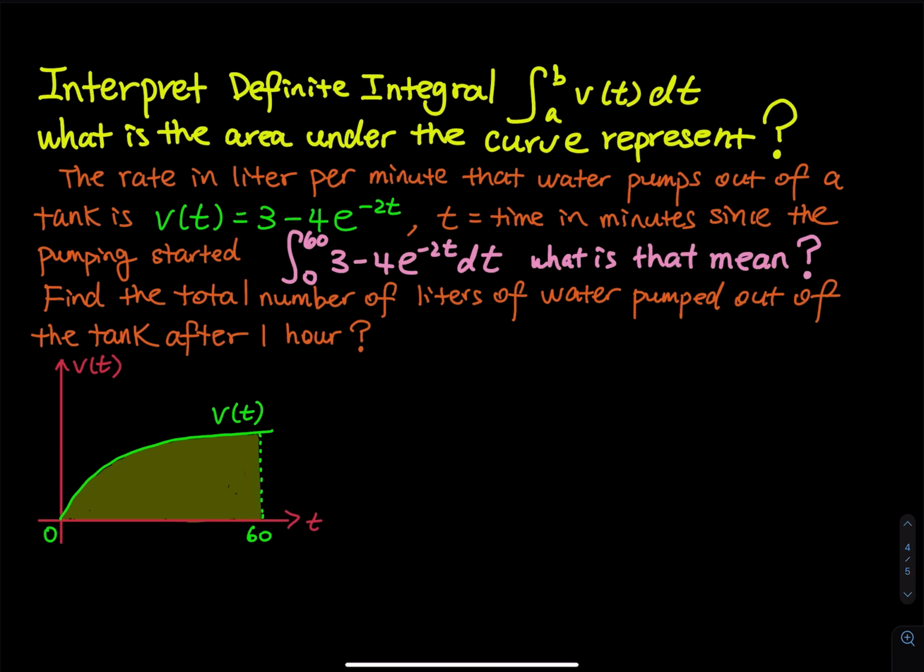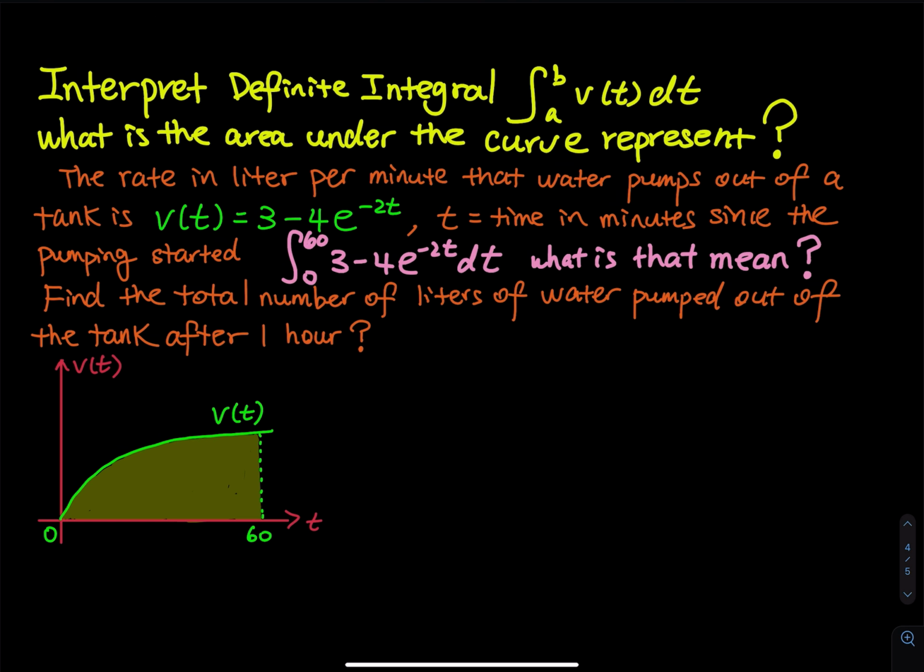We have talked about the definite integral and the fundamental theorem of calculus. So basically we set up a definite integral. For example, in this problem, I have a definite integral from 0 to 60, with an integrand 3 minus 4e^(-2t) dt, that equals a number, right? After you evaluate the integral, what does that mean?